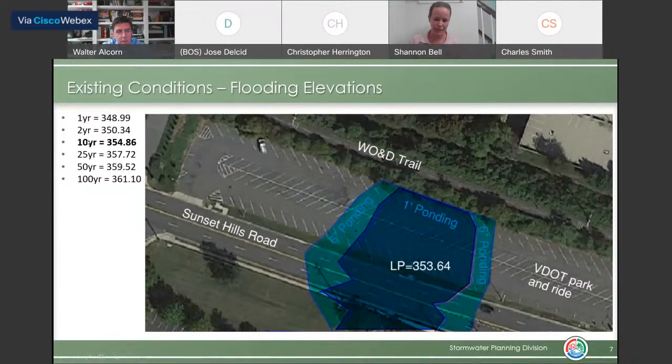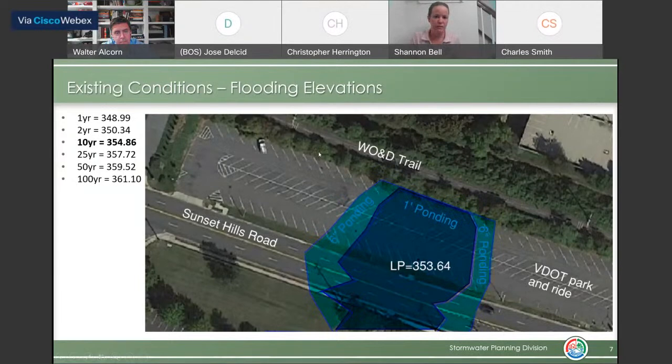The 10-year storm, for Fairfax County, is 4.8 inches over 24 hours. So if there was a rain event where it rained 4.8 inches over the whole day, this is how much ponding we would have at the VDOT Park and Ride. In this dark blue area, we'd get about a foot of ponding, and in this light blue area, it'd be about 6 inches of ponding. And then out here, because this is the low point of the site, both sides drain down, and this is where we get the ponded water.